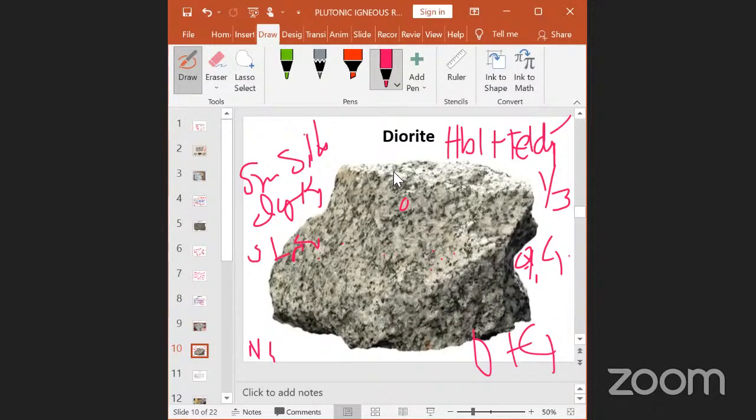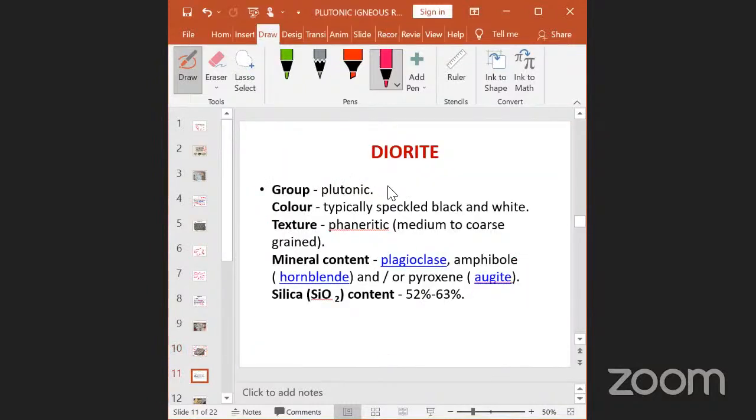Because it is commonly speckled black and white in color, you see this, right? It is often referred to as salt and pepper rock. So you see this group is plutonic, and diorite color is typically speckled black and white, right? The texture is phaneritic, that is medium to coarse grain, and the mineral contents are plagioclase, amphibole, hornblende, or pyroxene, that is called augite, right?